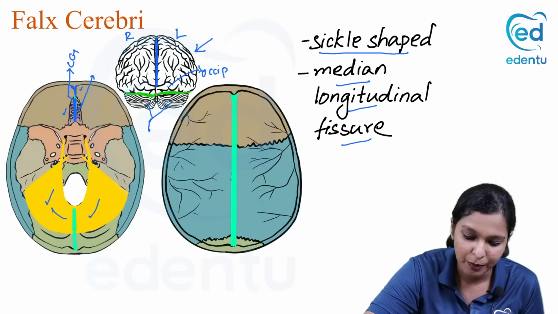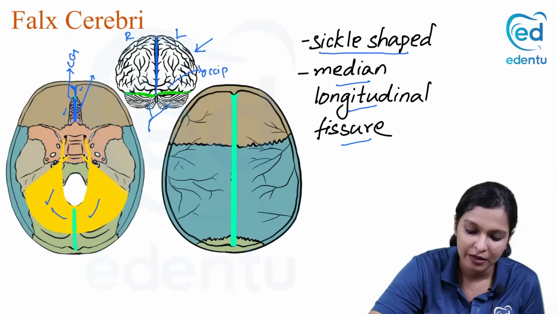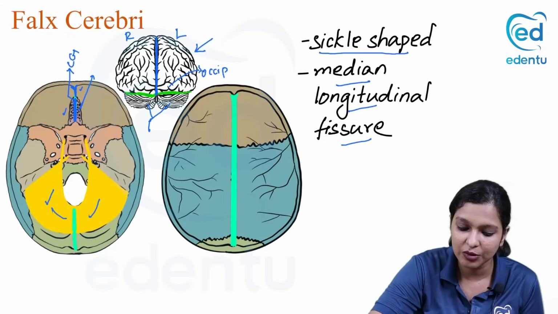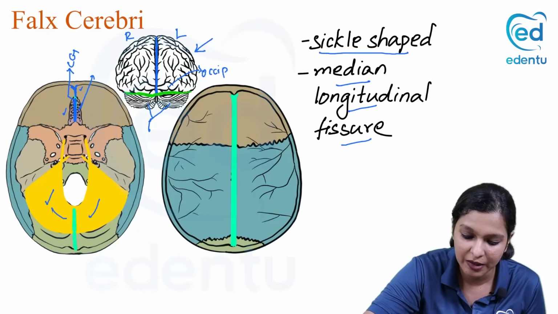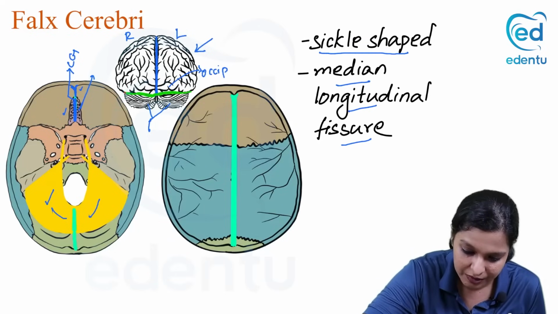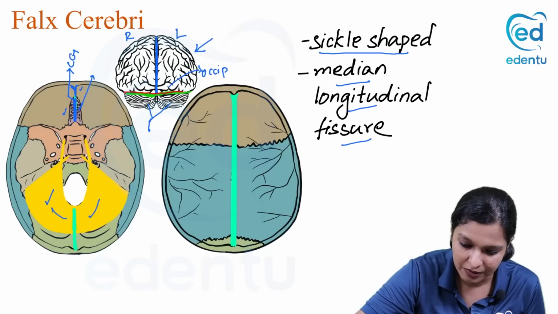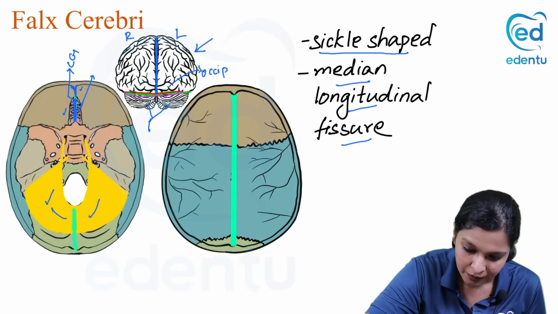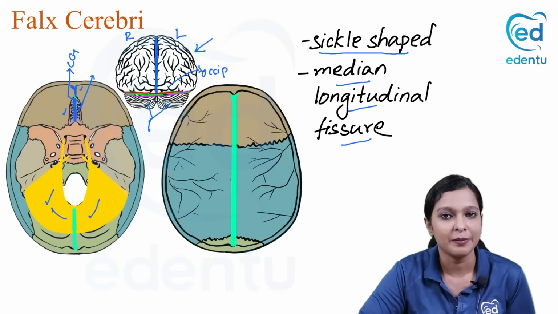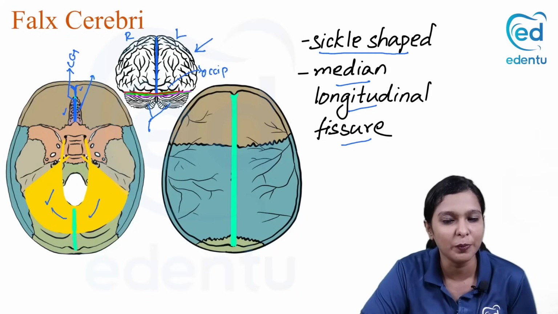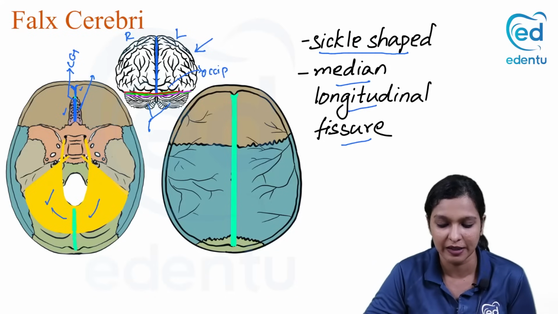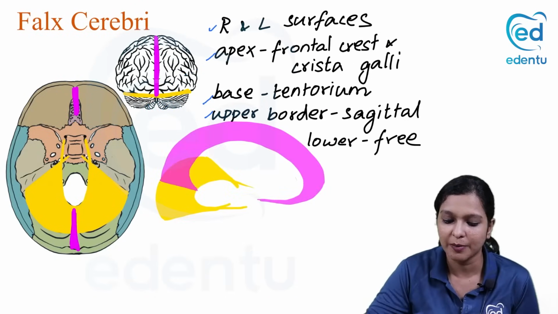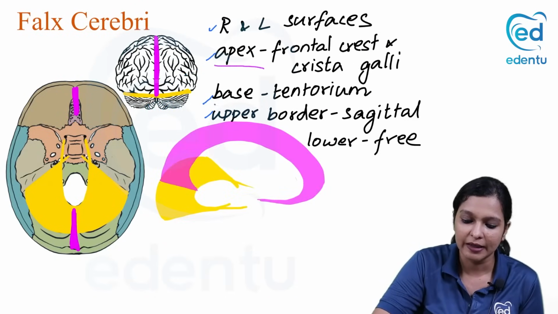So the posterior part or the base is attached to the superior surface of this tent. Remember, this tent will have a superior surface here and an inferior surface below. The falx cerebri is attached to the superior surface of tentorium cerebelli. The base is attached there. So we've seen the apex and the base.